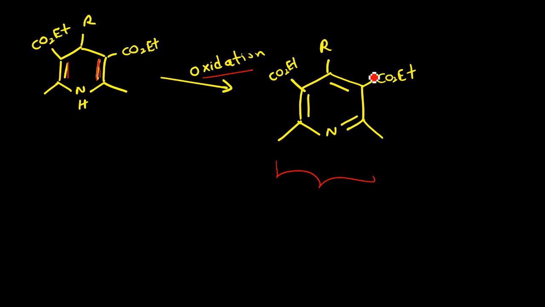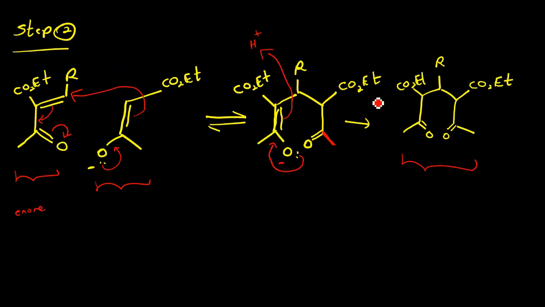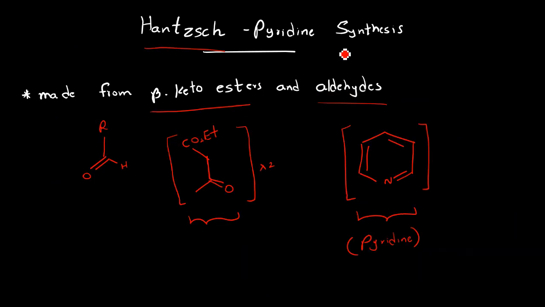So here we have the pyridine structure. Yes, there are some other parts as well, but the main thing is we have the pyridine cycle, right? Here we have the heterocycle. So this is a pyridine compound, a derivative of the pyridine compound. It's not exactly the pyridine, but we have come to the pyridine cycle. So this is the synthesis of pyridine using beta ketoesters and aldehyde. So I hope you are following this.